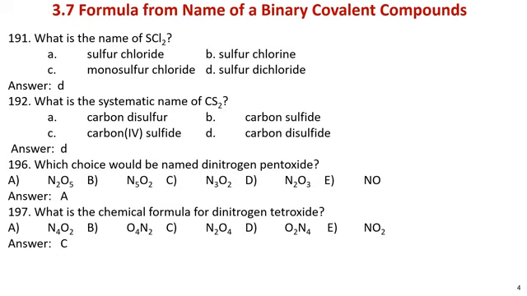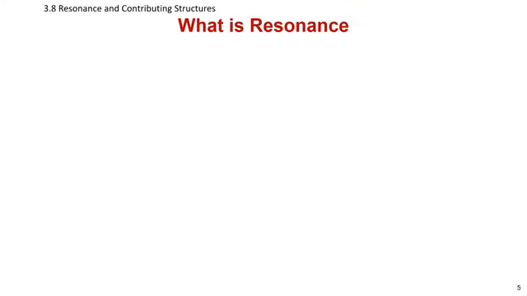Now we've done the basic stuff about covalent bonding. Now we are going to go into the last 3 topics in chapter 3. The first is resonance. The second is bond angle and molecular shape of a covalent compound, and the third is the polarity of the covalent molecule. So we start with resonance now.